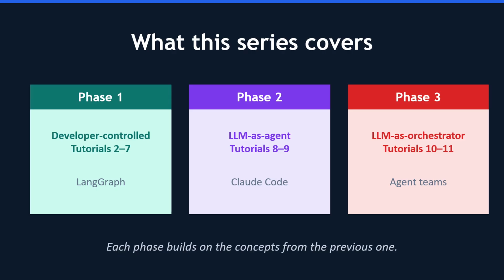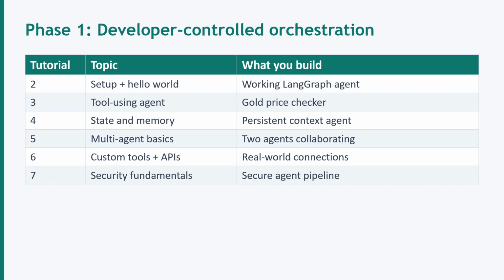This series takes you through all three approaches in order. We start with the fundamentals and build up to the most advanced patterns. The series is structured in 3 phases, each building on the concepts from the previous one. Phase 1 covers developer-controlled orchestration using LangGraph. This is where you learn the building blocks: state, nodes, edges, tools, and multi-agent coordination.